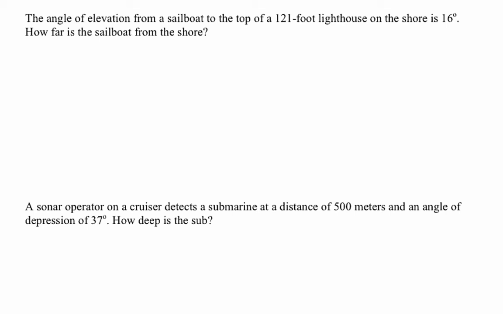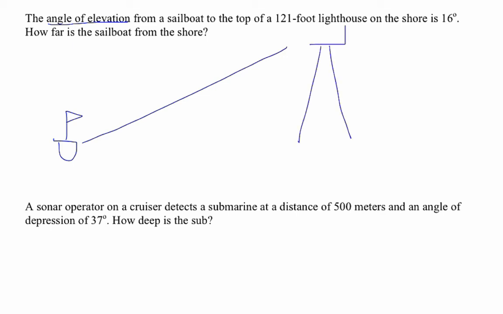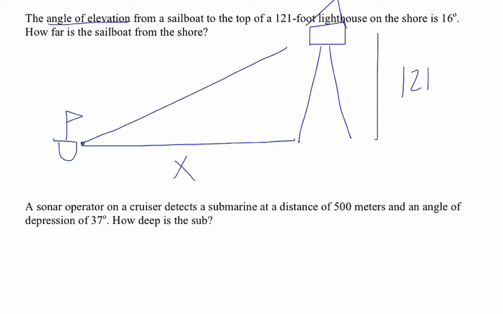In this first example, it says the angle of elevation from a sailboat to the top of a 121-foot lighthouse on the shore is 16 degrees. How far is the sailboat from the shore? Well, first I'm going to underline that word angle of elevation. That means I'm looking up at something. So what I like to do is draw this picture. Don't make fun of my art skills. There's my sailboat, and I'm looking up to the top of a 121-foot lighthouse. So there's a lighthouse over here. I got a roof on it. There we go. So this is 121 feet tall, and we want to know how far this sailboat is from the foot of that lighthouse. That's what I don't know.